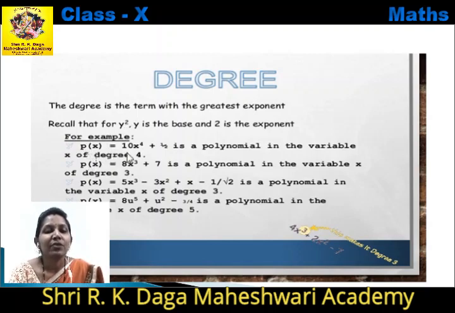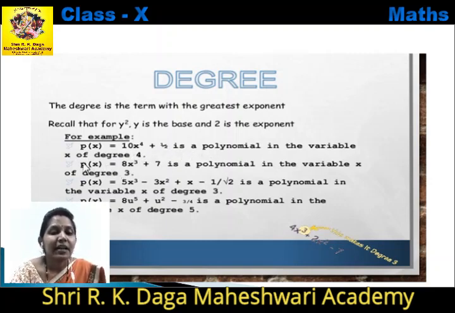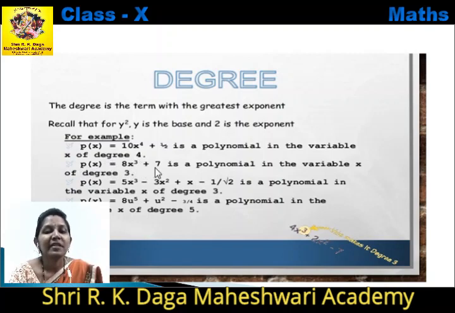P of x equal to 10x to the power 4 plus half. It is a binomial and its variable x is of degree 4. In this polynomial, 8x cube plus 7, it is also a binomial because there are two terms, and the power of variable x is 3. So its degree is 3.